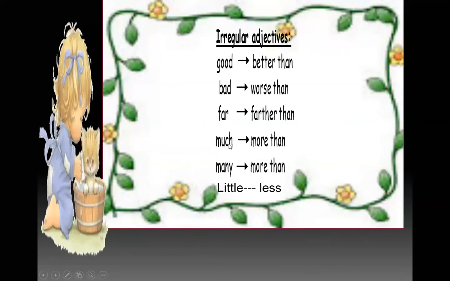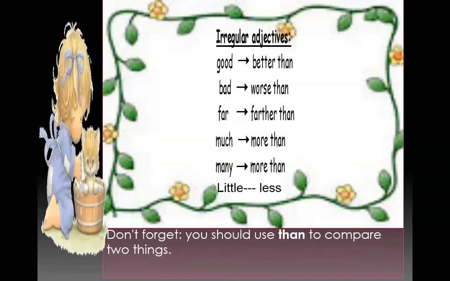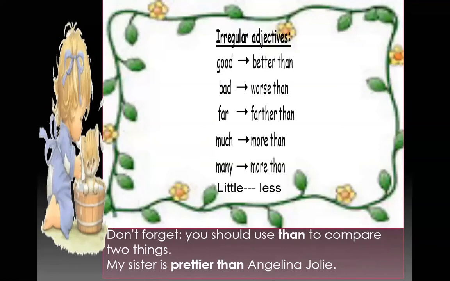Much will be more than. Many also will be more than. And little will be less than. These are the irregular adjectives. Let's complete. Don't forget, you should use than to compare two things. Like this example, my sister is prettier than Angelina Jolie.